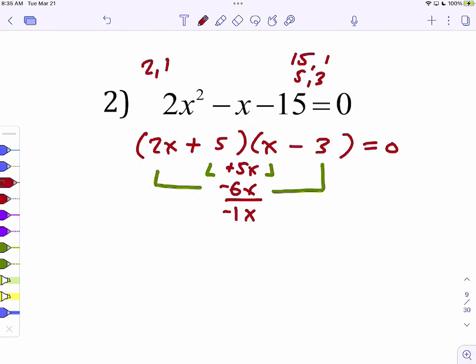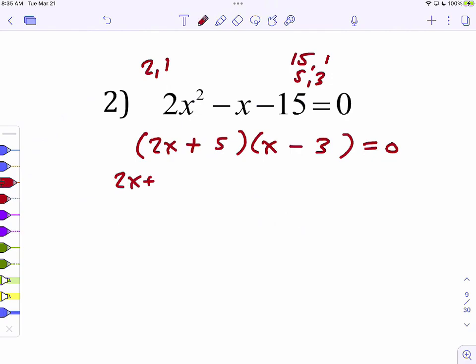Is this problem done? No. That's just the factoring part. Okay? Now we do zero product property. This is the new thing. The hard part of this problem is from last chapter. This part of the problem is easy. Set both of those equal to 0, and then you get x alone.